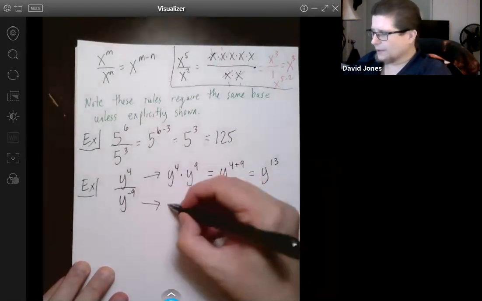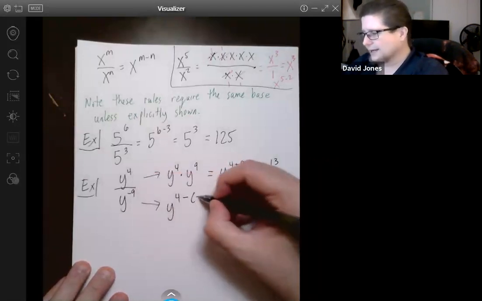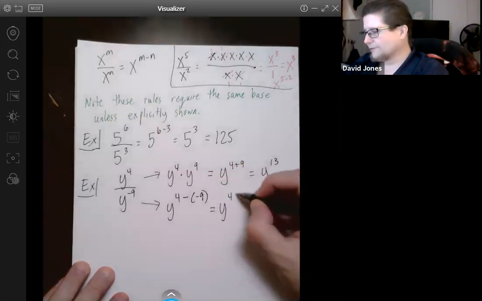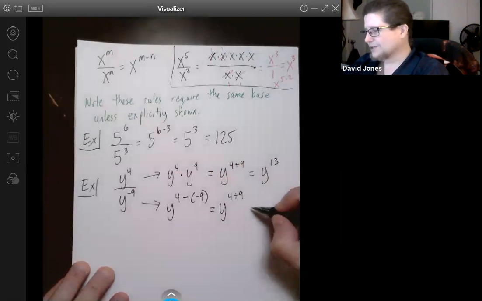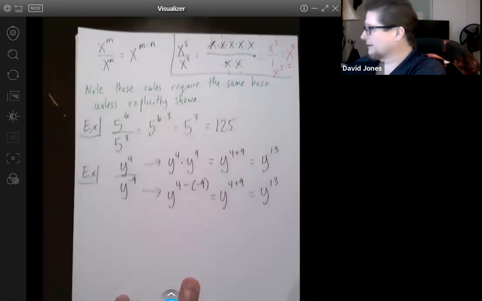Or we could apply the subtraction rule. Whatever's on top subtracts the exponent on bottom, but that turns into y to the 4 plus 9, which is again y to the 13. So sometimes these problems, especially with the exponents, there's multiple ways to get there.